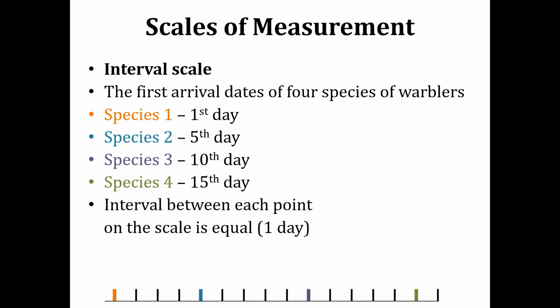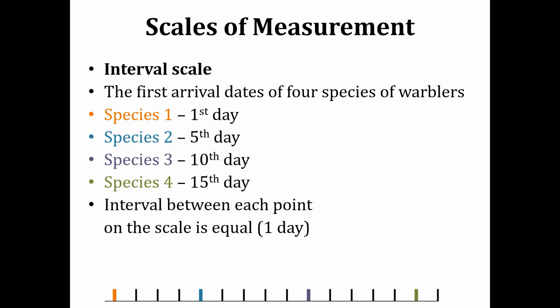So every unit on the interval scale is equal, and this is 1 day. And the arrival times of the species, which are the observations of our experiment, the observations of our information that we are going to collect. So our observations fall on this scale. The first observation falls on the first day, the second observation falls on the 5th day, the third observation falls on the 10th day, and the fourth observation falls on the 15th day, right?